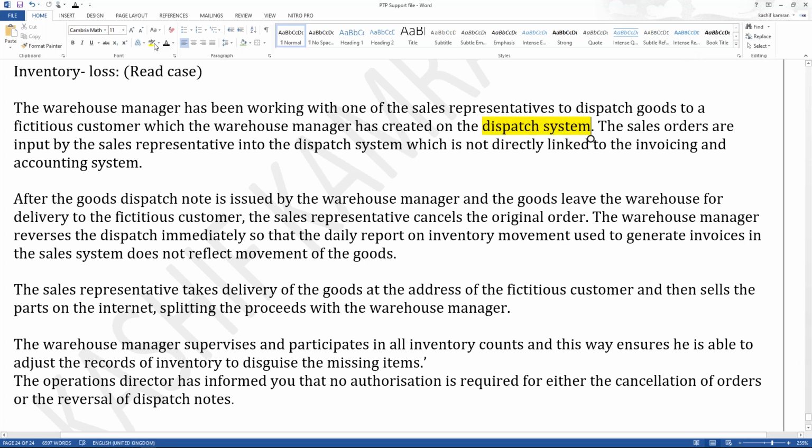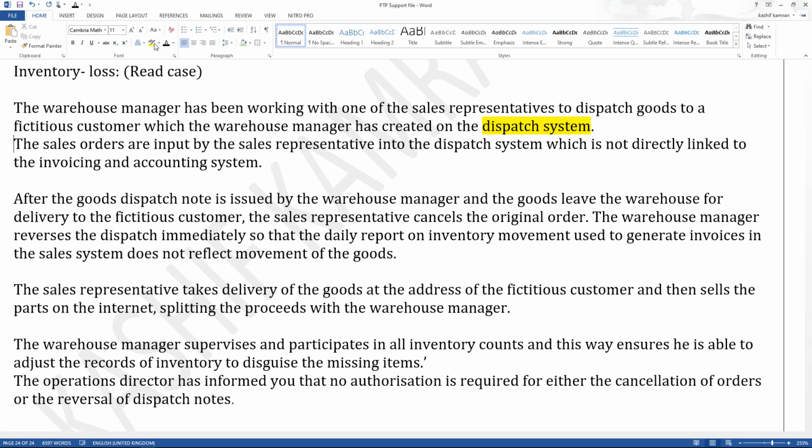That's one thing. Number two, the sales orders are input by the sales representative into the dispatch system, which is not directly linked to the invoicing and accounting system. So the sales orders are input into the system. That's number two. And the fictitious customers are created on the dispatch system, right? And you create sales orders for them.